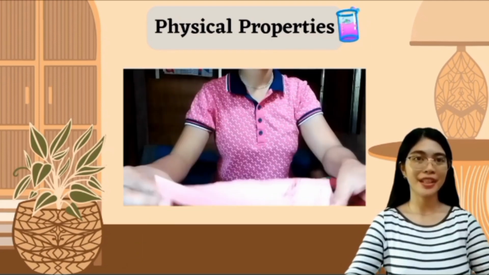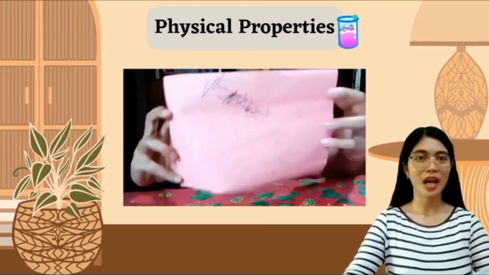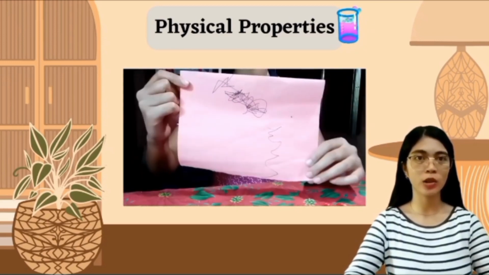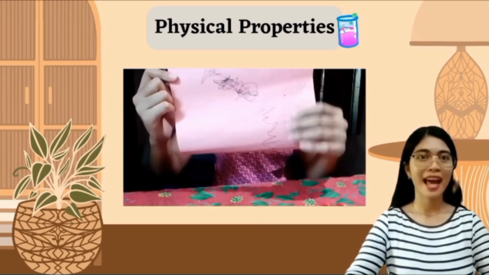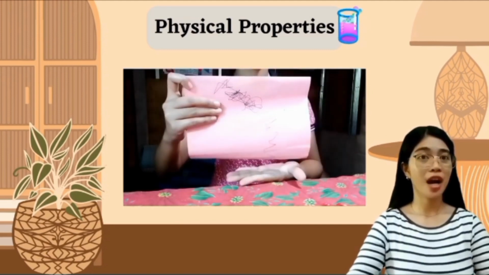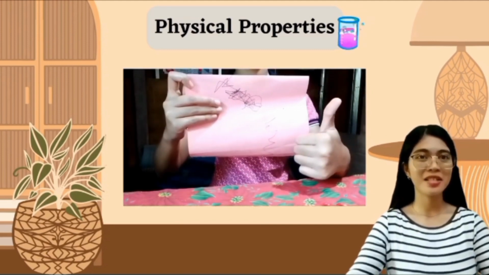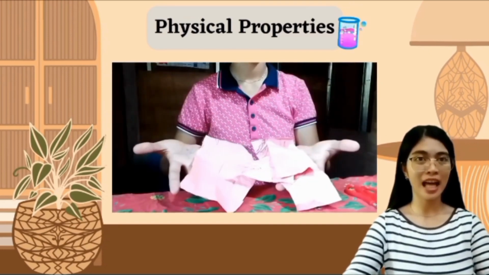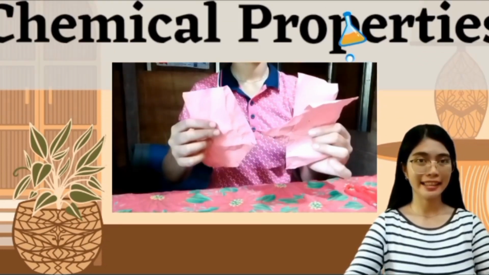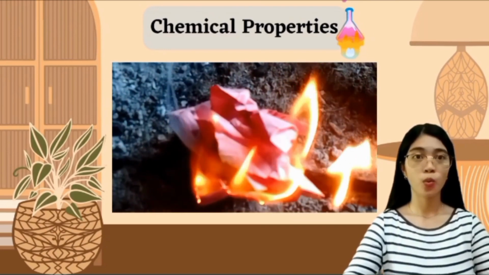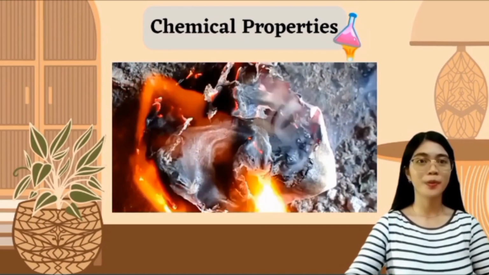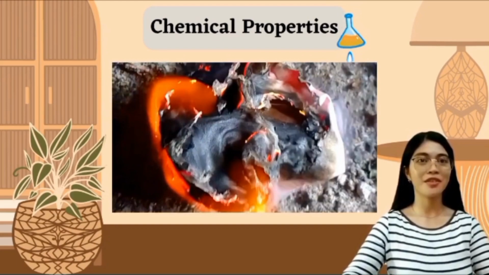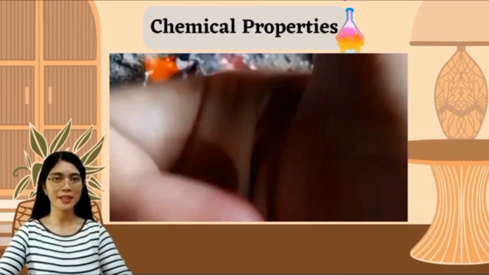For example, I have here a colored paper. I can describe some of its physical properties, including the color, its shape, and texture. I have described these without changing the fact that it's a paper. If I crumple or tear it apart, it's still a paper. Now, what if I lit this paper on fire? What would happen? This would bring us to another attribute of properties of matter, the chemical property.